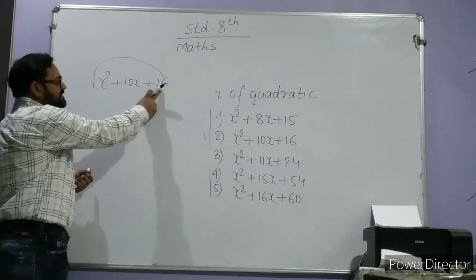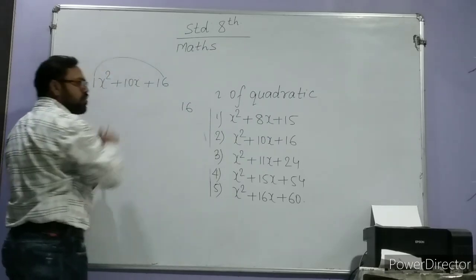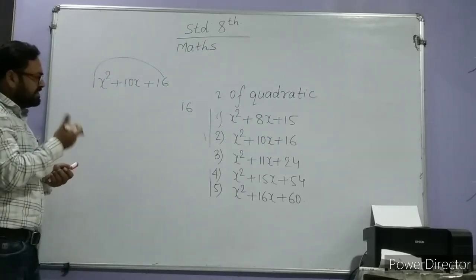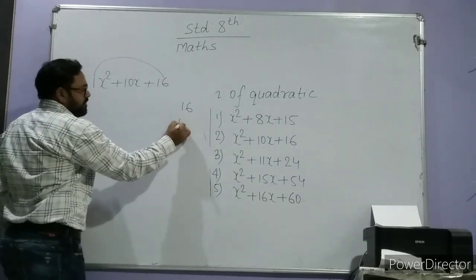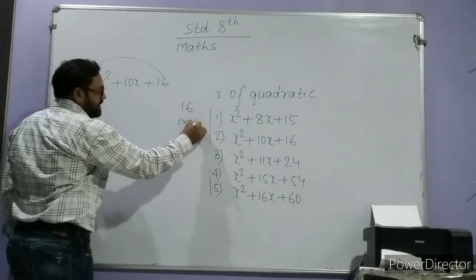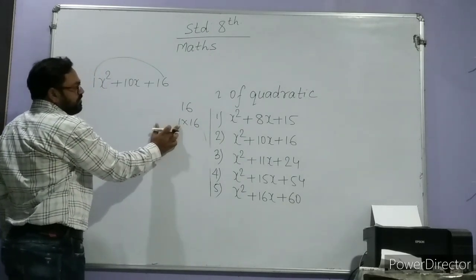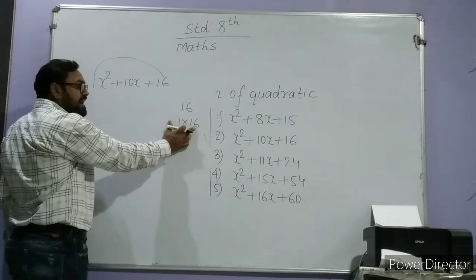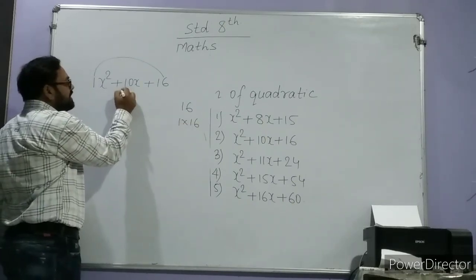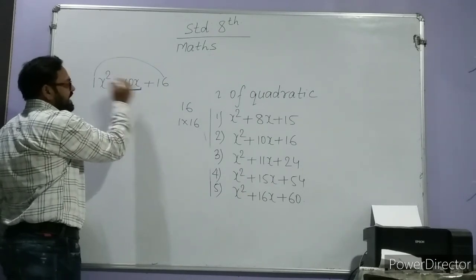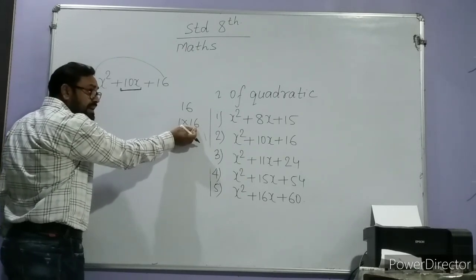1 multiply 16, what will we get? 16 we will get. Okay. After that, we will divide this 16 by 1. 1 times 16 is 16. If we add these two terms, 1 and 16, what will we get? 17. But we have to bring what? This middle term, which is 10x. But if we take 1 plus 16, we will get 17.